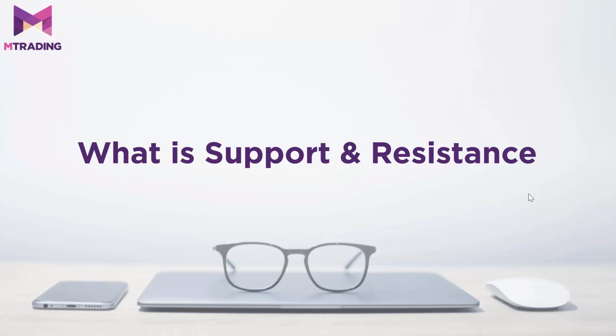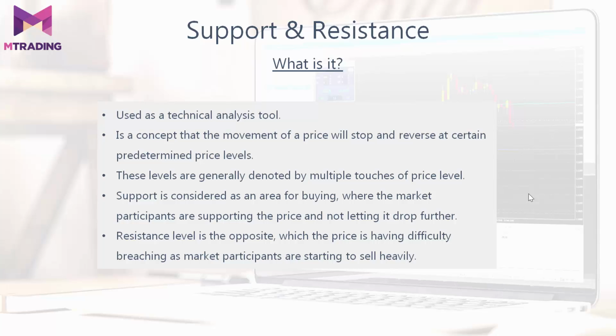First, let's start with the basics. What is support and resistance? Support and resistance is used as a tool to perform technical analysis. It is a concept that the movement of a price will stop and reverse at certain predetermined price levels. These levels are often denoted as a price level which is touched multiple times. Therefore we get support, which is considered as an area for buying, where market participants are supporting the price and not letting it drop any further.